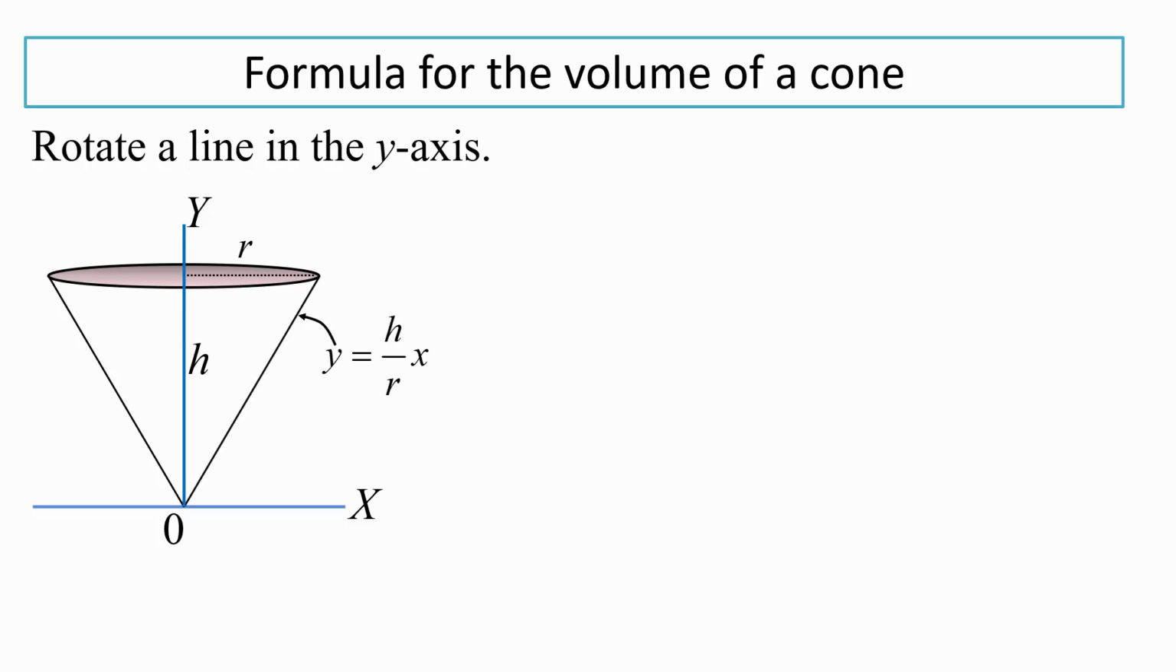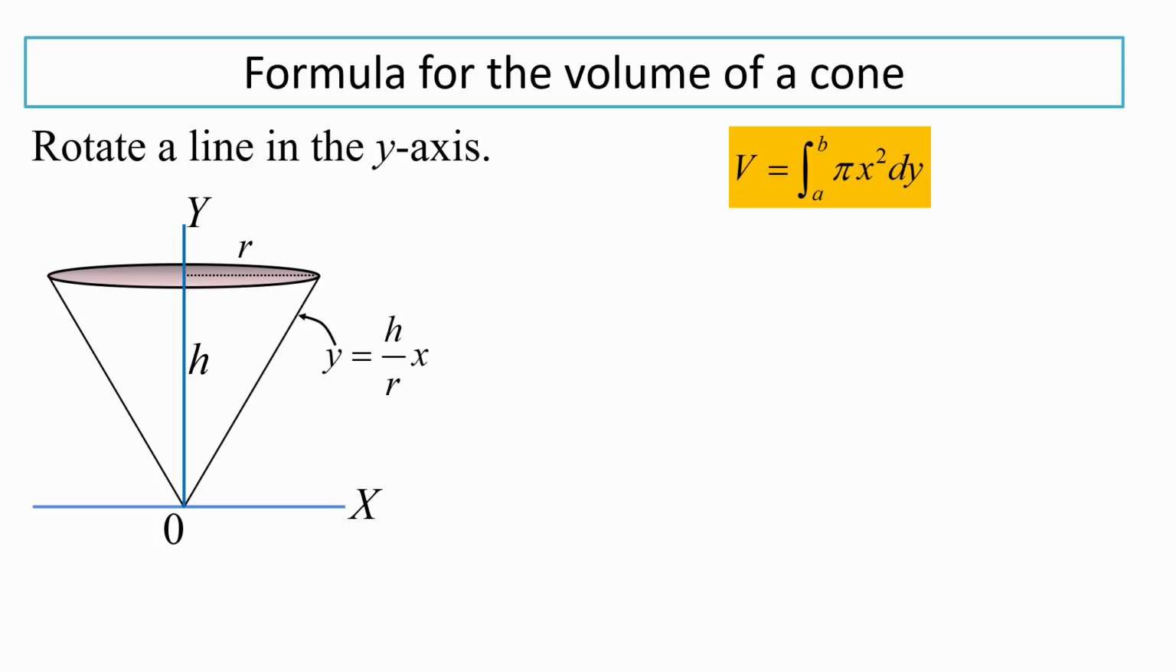Now let's work out the formula for the volume of a cone. To do that, we can take a line and rotate it about the y-axis. The equation of the line that we will use is y equals h over r x, where h over r is the gradient of the line, r is the radius of the cone base, and h is its height.